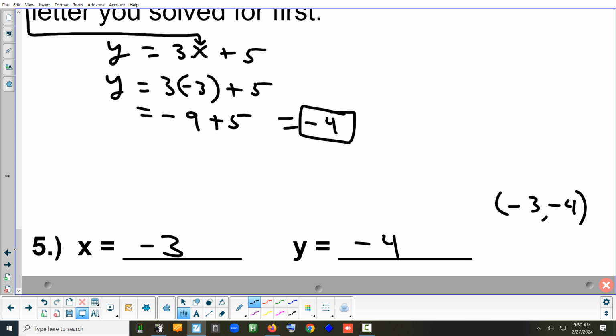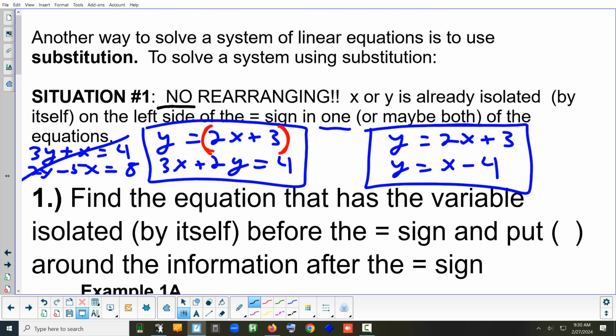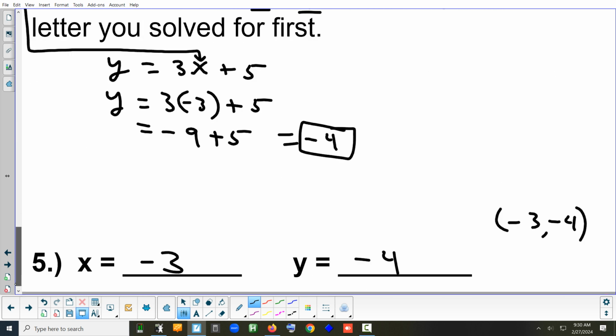Okay. Any question on that? I don't think we're going to do situation 2 today. I think all we're going to do is situation 1 where there's no rearranging. We'll focus on those. And then tomorrow we'll do the ones that have rearranging. So we're just going to try a few more like this.